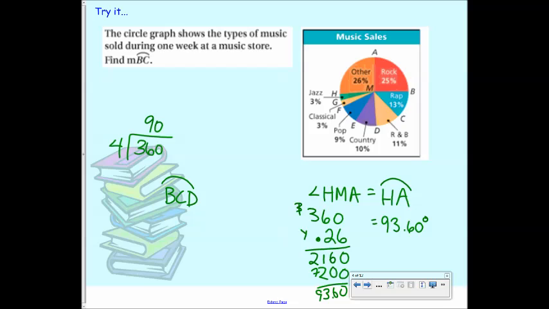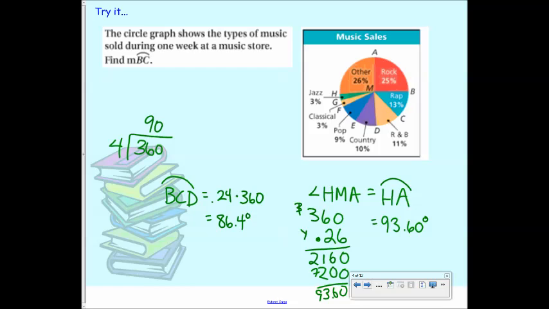It's basically the combination of rap music and R&B music. So what would you do to figure out that angle? Add it together and then multiply that percent by 360. Good. So in this case, this is 13, this is 11. So add it together is 24. So we do 0.24 times 360. And that's it? That's it. Which is, Siggy, can you do that for me? 86.4. Thanks.